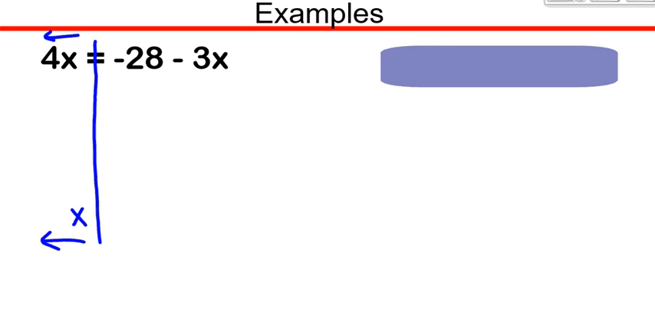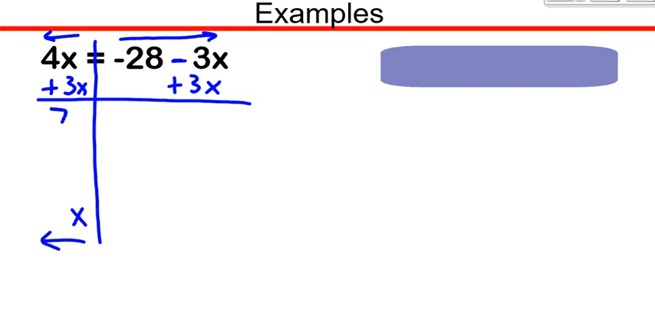So I have nothing but x's over here. I'm fine. I've got an x. I've got a negative 28 on the right, which can stay, but the negative 3x has to go. So because this is a negative, I'm going to do the opposite of that to both sides, and make sure you're doing it to both sides of the line.